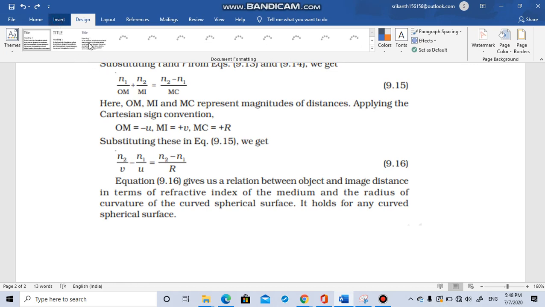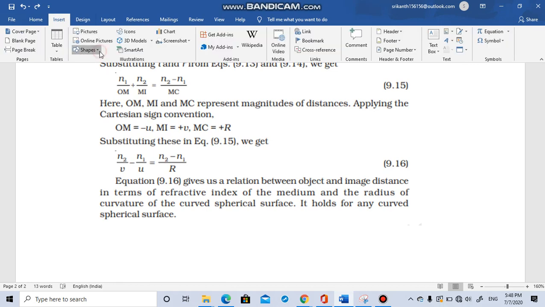This is the main equation. The important equation is this. So this equation you're supposed to remember.